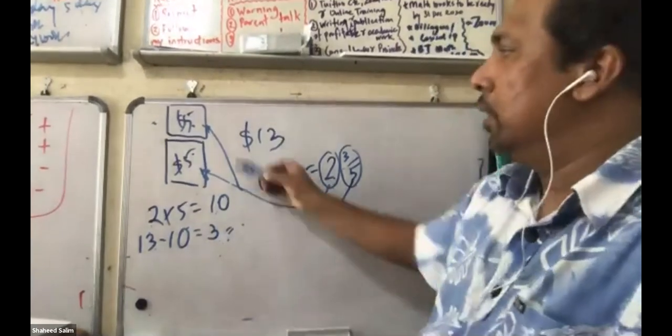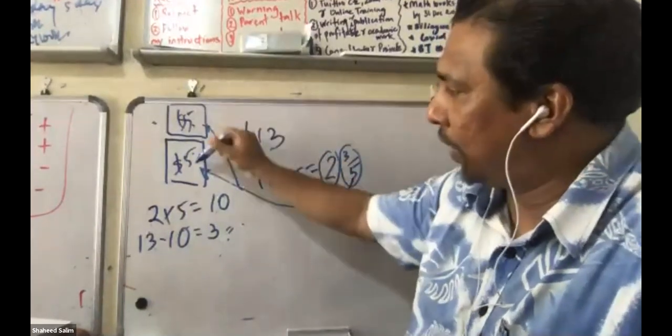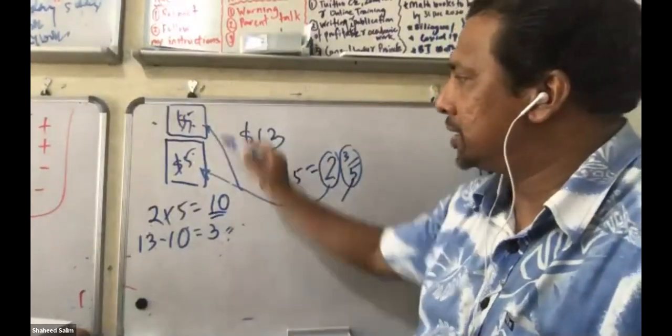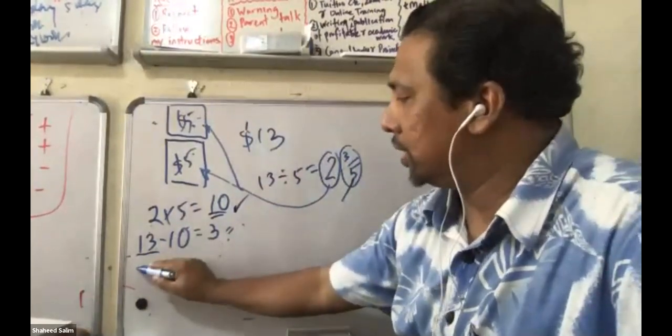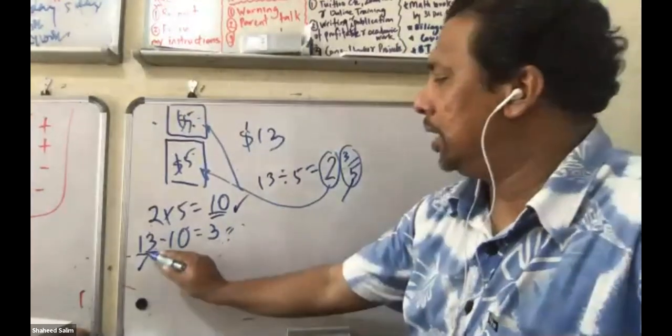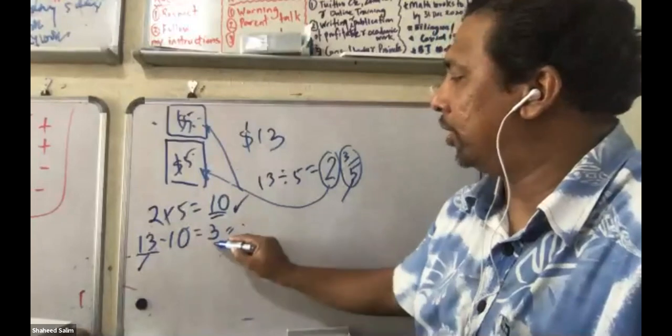One more time. The number of packets is 2. Inside each there is $5. Total amount of money inside the packets, 2 times 5, is $10. Your mother has $13. You take the total amount of money minus the money in the packets, and you get $3 remainder.